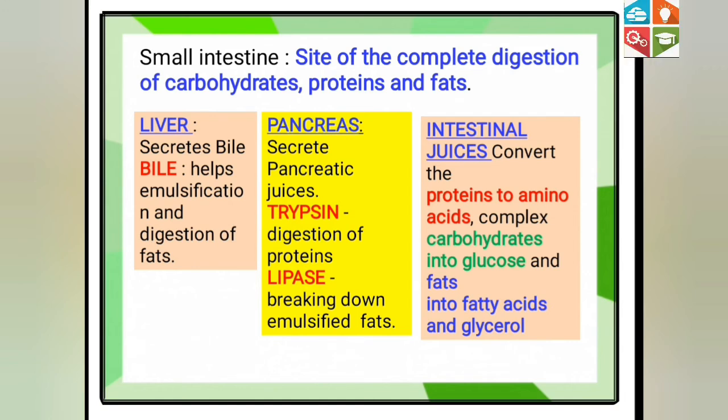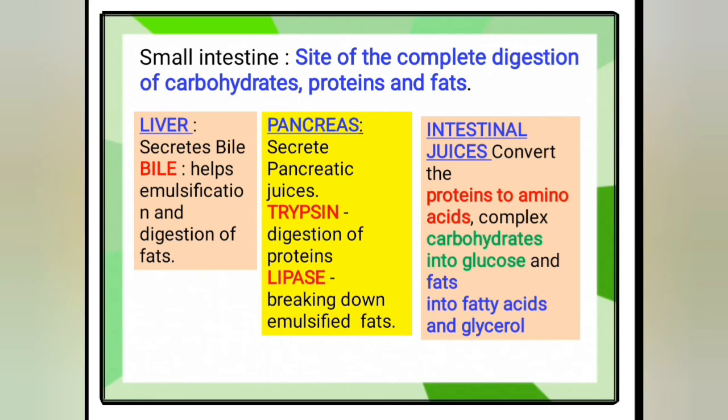In the small intestine, there are various secretions. As I said, the accessory organs are your liver, pancreas and intestinal juices. The liver is going to secrete something called bile. Bile helps in emulsification. Emulsification means to break the fats into smaller particles and help in the digestion of fats.